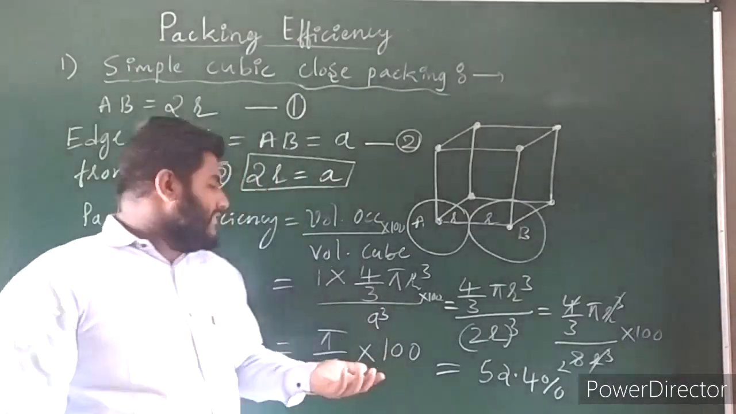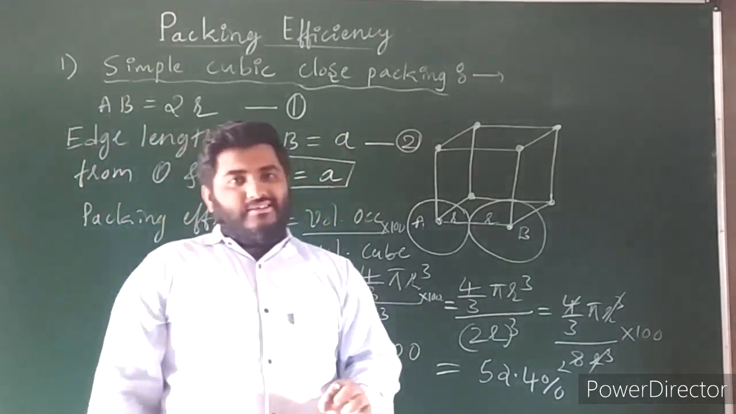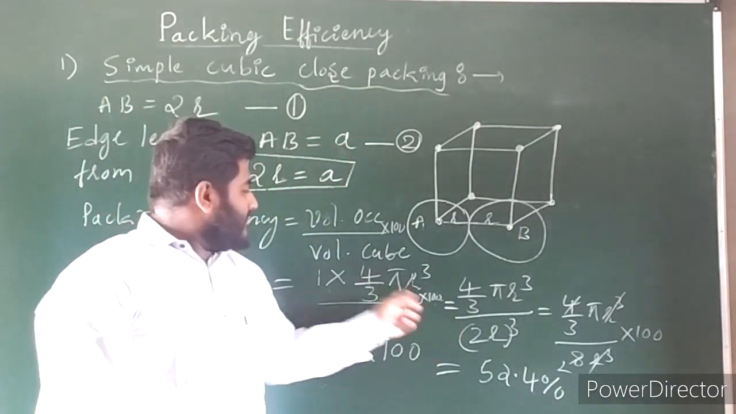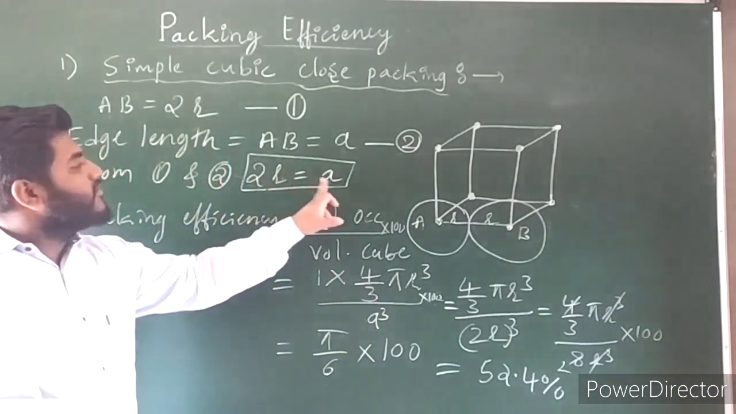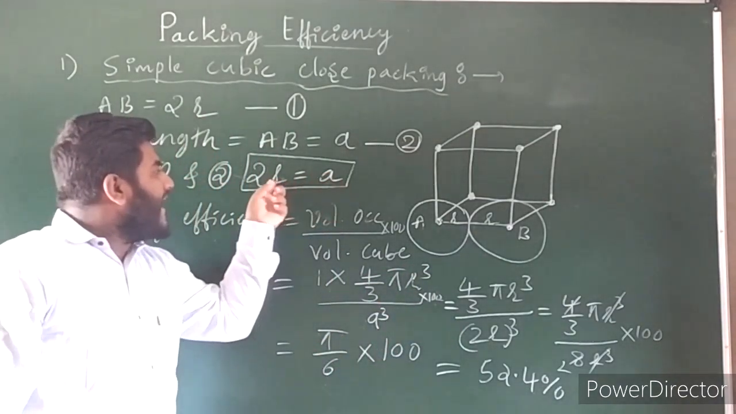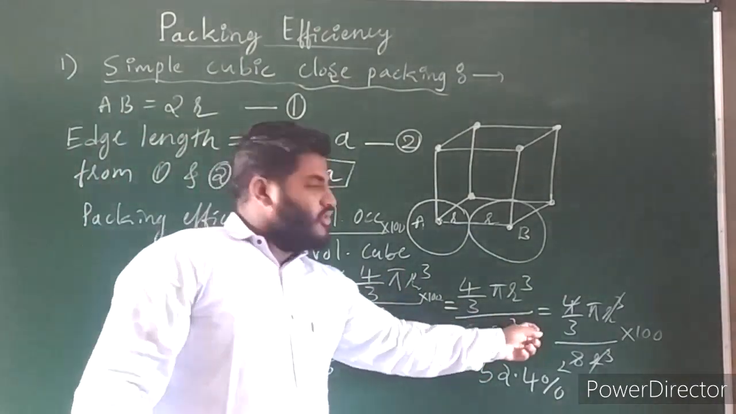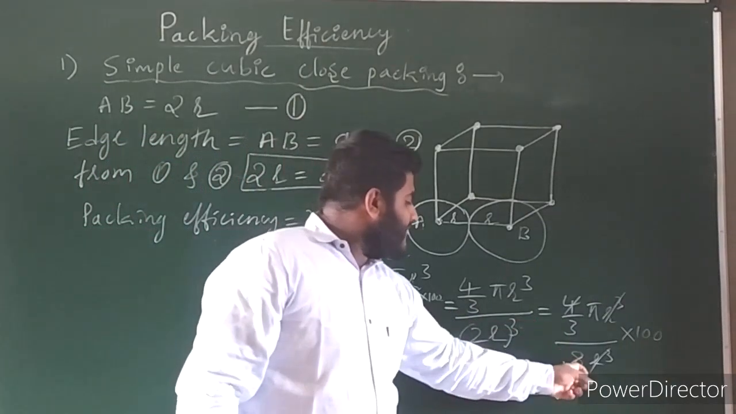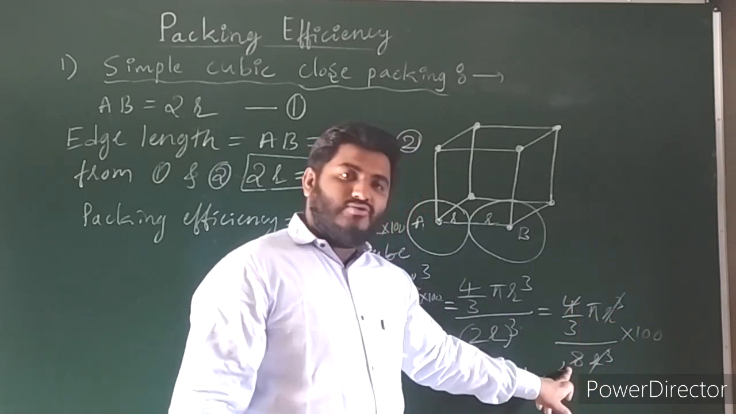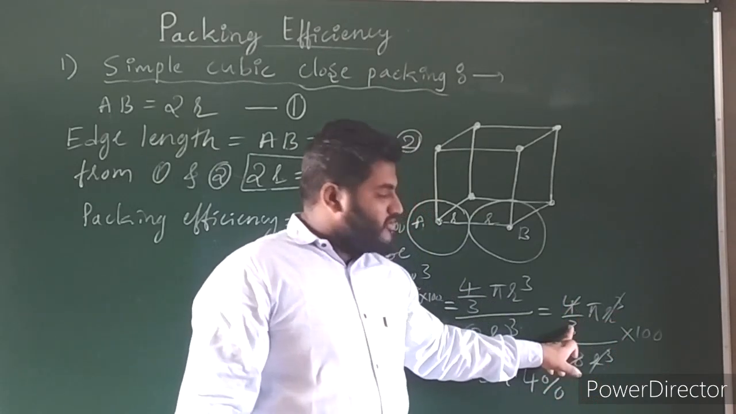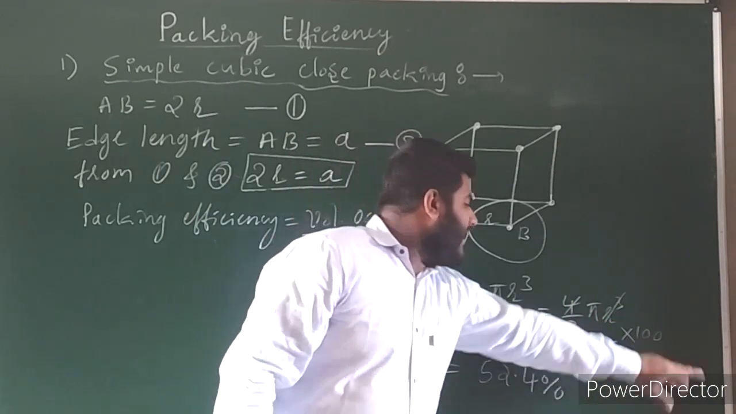The volume of the cube is nothing but a cube. Why are you taking a cube? Because a is the edge length. So we have 4 by 3 pi r cube over a cube. See here, 2r is equal to a. In place of a, can you put 2r? Say in place of a put 2r. 2 cube means 8, and r cube over r cube gets cancelled. 4 ones are 4, twos get cancelled. 3 twos are 6, since 3 is in the denominator. So we get pi by 6 into 100.